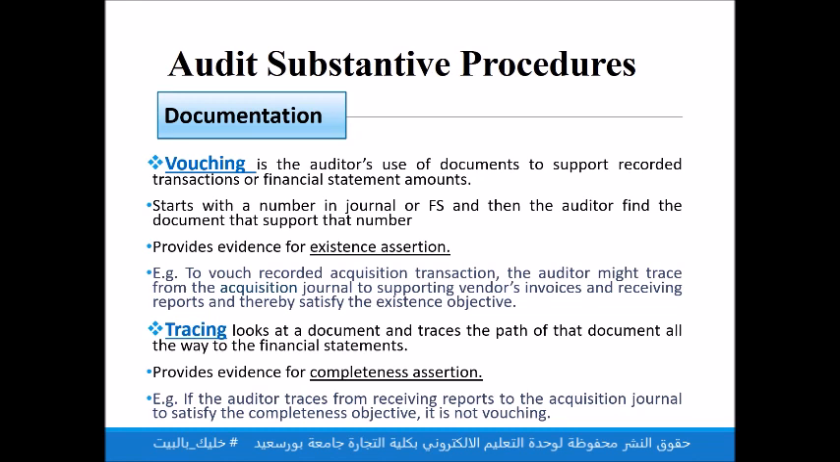For instance, to vouch a recorded acquisition transaction, the auditor might trace from the acquisition journal to the supporting vendors' invoices and receiving reports, and thereby satisfy the existence objective. However, if the auditor traces from receiving reports to the acquisition journal to satisfy the completeness objective, it's not vouching, it is tracing instead.